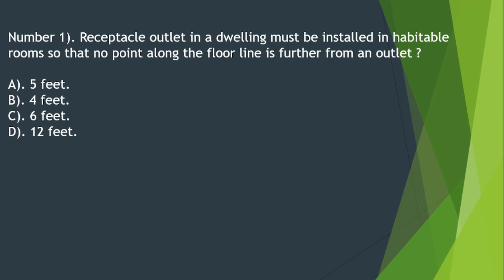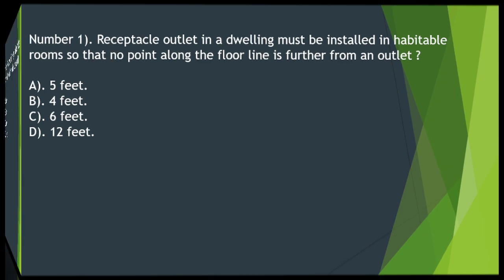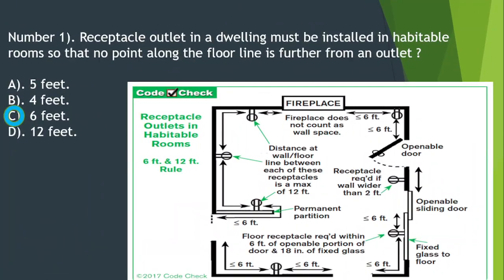Number 1. Receptacle outlet in a dwelling must be installed in habitable rooms so that no point along the floor line is farther from an outlet. A. 5 feet, B. 4 feet, C. 6 feet, D. 12 feet. Answer is C. 6 feet.